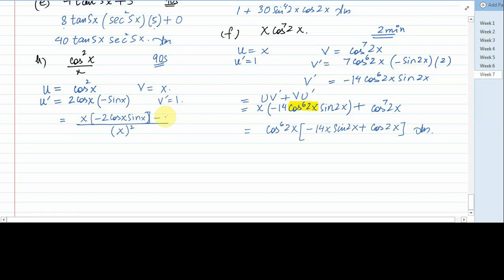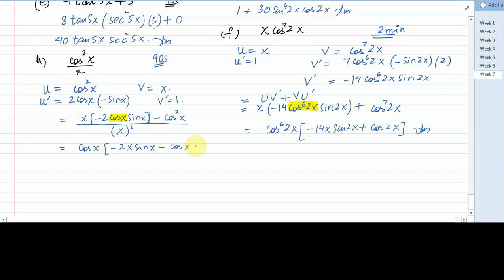U is what? U is cos square x, and derivative of v is 1. Again we are going to take common here, and the common this time is cos x, right? So when we take cos x common, what is left inside the bracket? It will be minus 2x sin x minus. There are 2 cos x, right? And among those 2 cos x, one we take as common. That means the 1 is left inside the bracket.